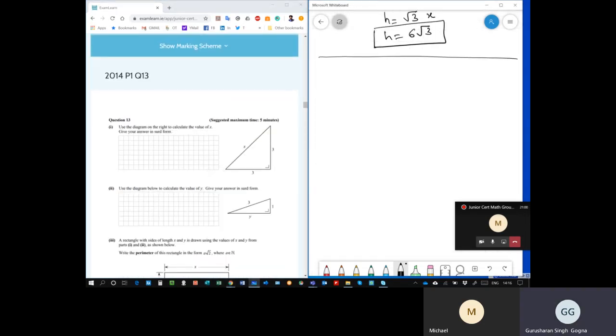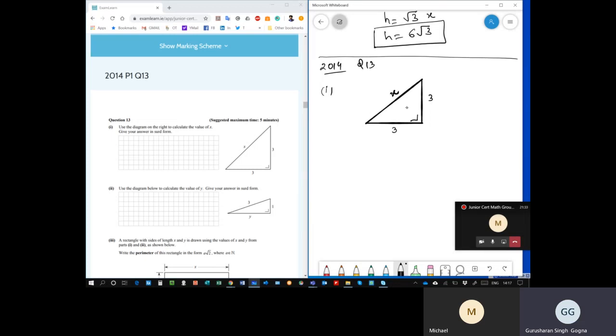This is 2014, question number 13. So the first part of this question is, use the diagram on the right to calculate the value of x. So you have a diagram and you can see that it is a right angle triangle. You have the opposite side, you have the adjacent side, and you have the hypotenuse, which is x, let's say. We need to find out the value of x and write the answer in surd form.